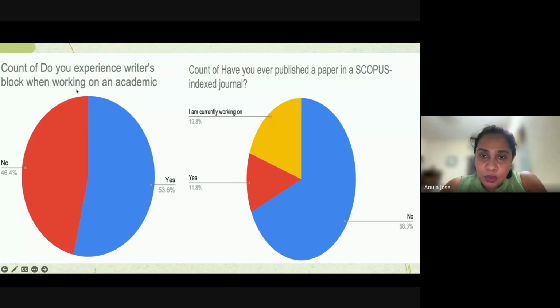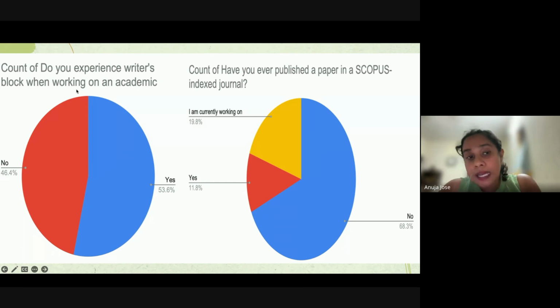Okay. So when I spoke to the organizers, I think they circulated a Google form asking how many of you had experience in publication and how many of you face writer's block. There were a couple of other questions too, but these two questions were important for me in framing my talk for you. So I realized that almost 53%, 53.6% of the people who registered for this program do face a writer's block. Okay. And then the next question was, how many of you have published in Scopus Index journals? And again, the majority of you have not published.